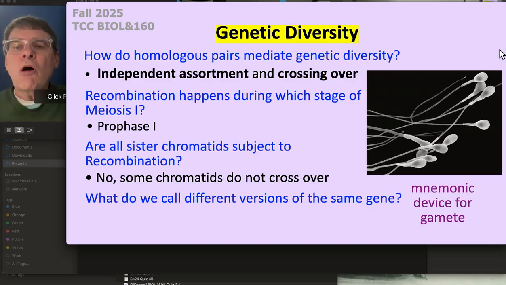And what do we call different versions of the same gene? They are called alleles. Regarding this second question, it's really in the process of moving to prophase 1 and metaphase 1 where the crossing over occurs.